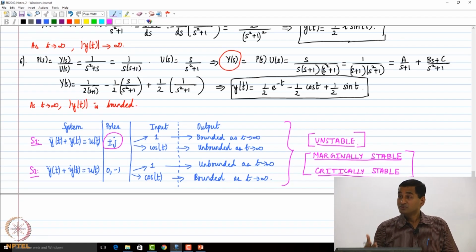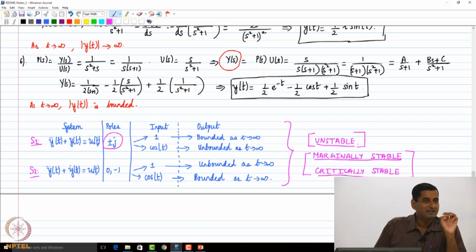But if you dig deeper, we see that the system output is not unbounded for all bounded inputs, but rather for a small set, right? So that's why people call it critically stable or marginally stable systems. But yet, we do not want to design such systems in practice. Okay, if we encounter such systems in practice, we want to stabilize them.